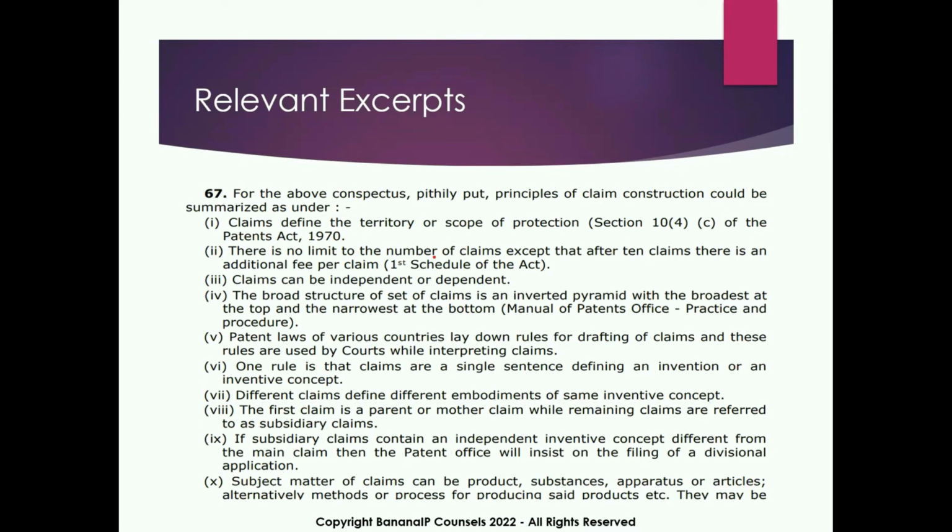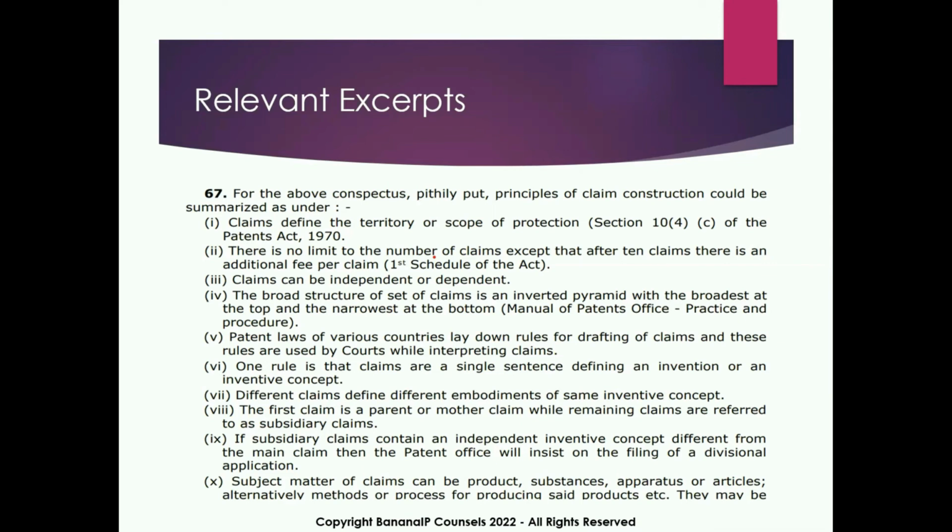So as we had discussed earlier, claims basically define the scope of the invention that is to be protected. Whether an invention meets the patentability requirement or not is determined based on the claims. Next, there is no limit to the number of claims, except that after 10 claims, there is an additional fee per claim. So in India, 10 claims are allowed, and in addition to 10 claims, there is an additional fee to be paid per claim.